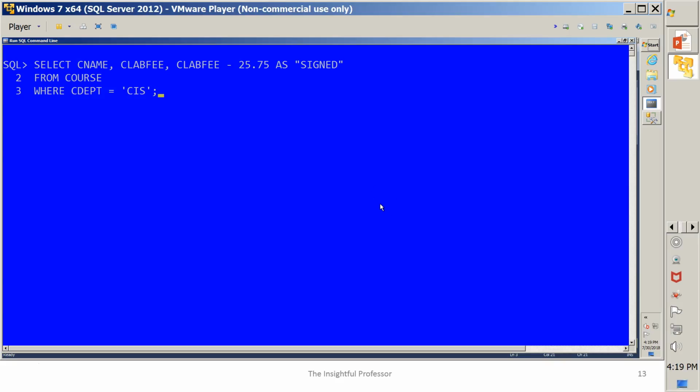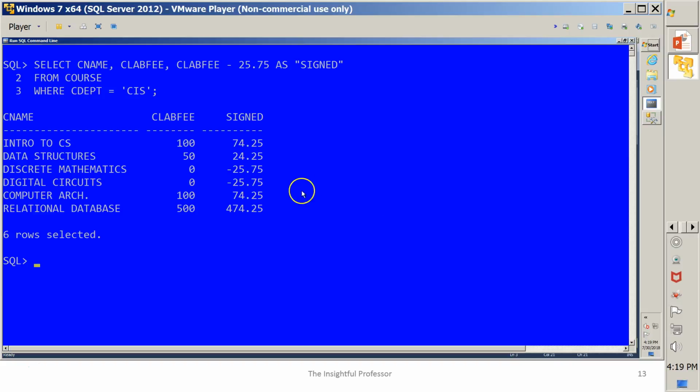Okay, let's take a look at the query then. We're going to select the course name, the course lab fee, the course lab fee minus $25.75, and recall that we have some lab fees that are smaller than that. We have 0 lab fees. So what's going to happen for those is a minus sign will appear in the value for those rows. So the front-end tool makes that clear to us. We'll select these values from the course table and limit it to the rows for CIS. And when we do that, sure enough, we do see negative numbers in the result highlighted with that minus sign.